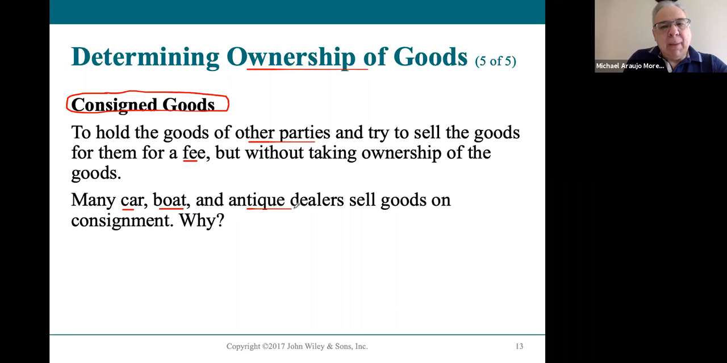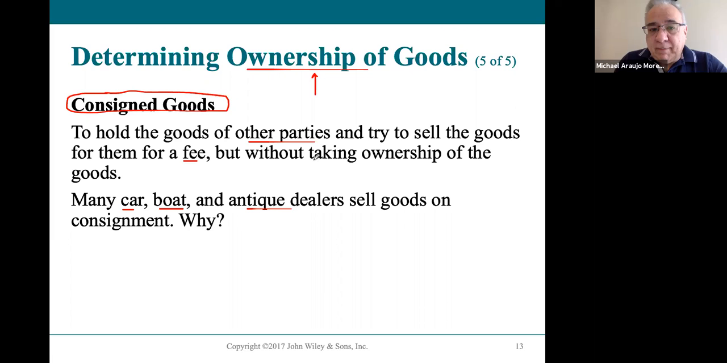When you walk into a grocery store, that soda aisle normally is taken care of by an outside dealer. Coke or Pepsi will manage that aisle. So in other words, the supermarket, even though they have it in their store, it's consigned, they don't own those things. Same thing when you go down the chip aisle or the bread aisle. Oftentimes those are consigned goods.